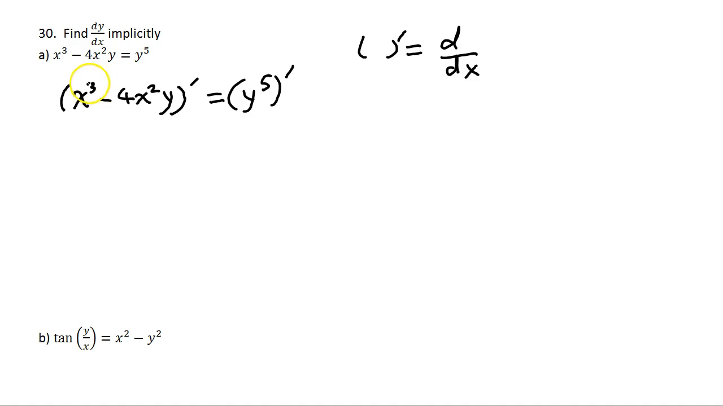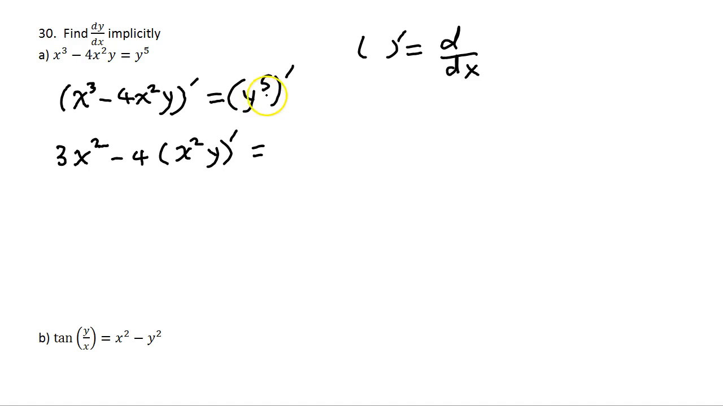Okay, so first x cubed differentiates to 3x squared. Okay, and then minus 4, that's just a constant. We really have to differentiate x squared y. Let's leave it in this form for the moment. Okay, how about this one?